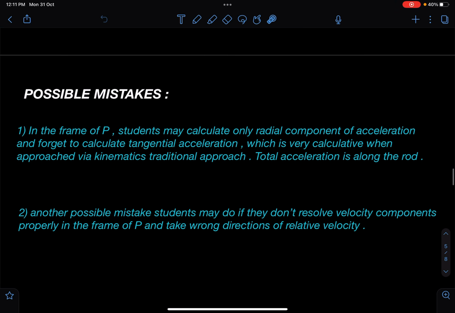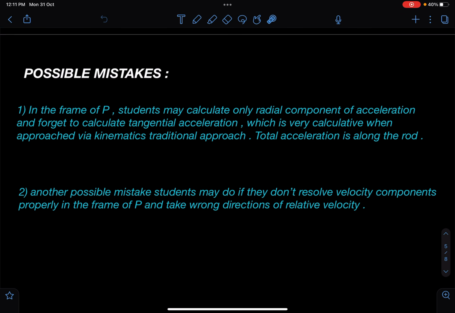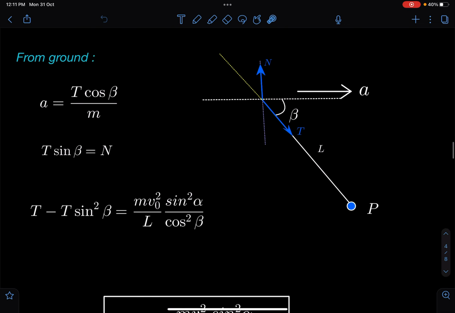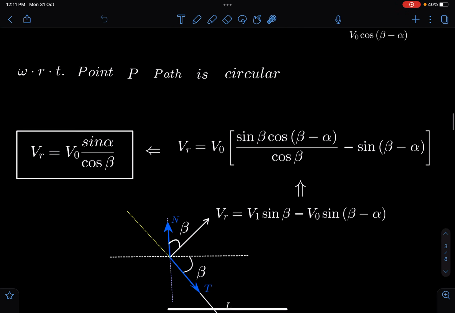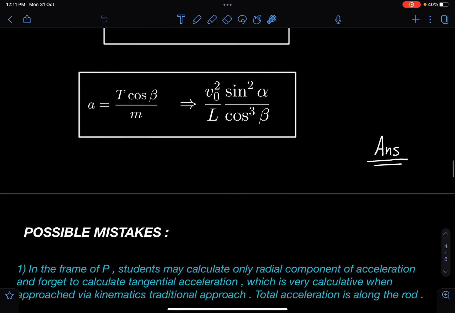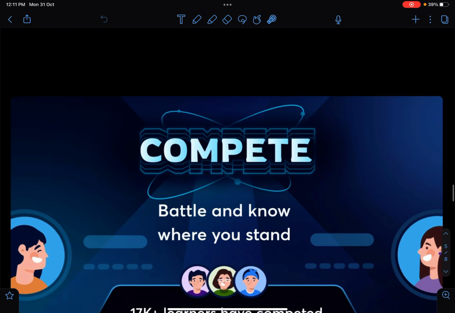the tangential. Another possible mistake students may make is if they don't resolve velocity components properly in the frame of P and take the wrong direction of relative velocity. So another possible mistake which I came to know from the students is that they could not resolve this properly. So this is another possibility where students have made a mistake. So just guys, hopefully you'll take care of this next time onwards.